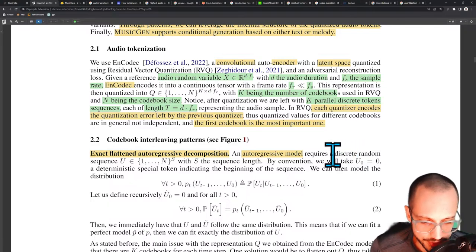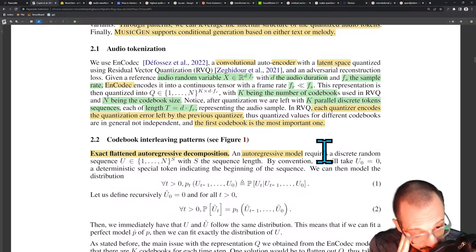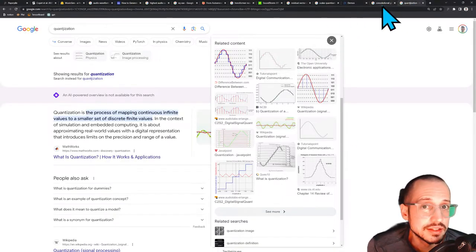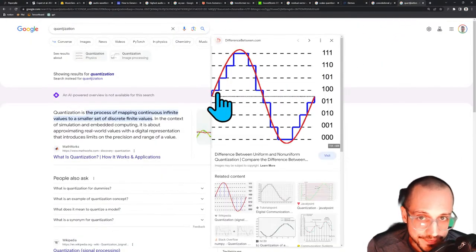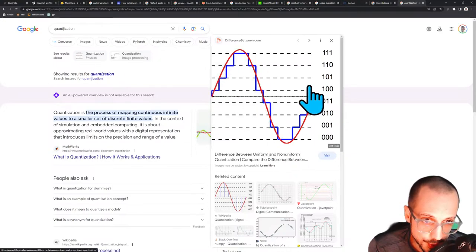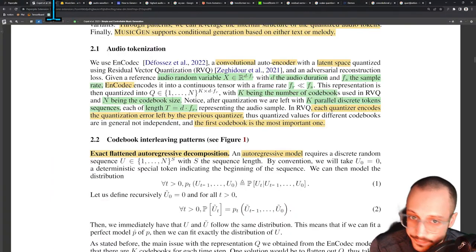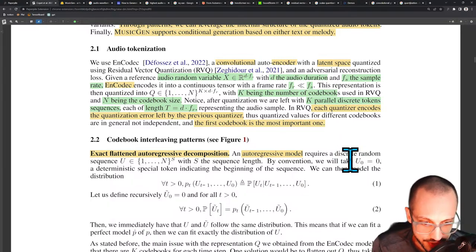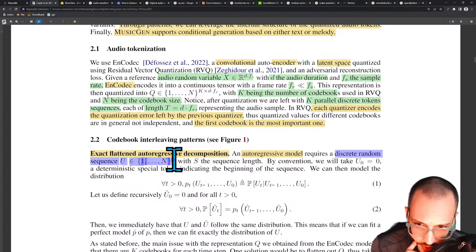I guess if you don't know what discrete versus continuous is, what's a way to describe that? Actually, this is perfect. The blue thing here is discrete, the red line is continuous, right? Notice how the red line, the slope is always smooth. But in this blue line, it's basically these discrete values, and then you have these discontinuities that jump to the next value. So a discrete random sequence is a sequence that is made up of individual discrete chunks, U, and it's 1 to N. N is the total length of the sequence.